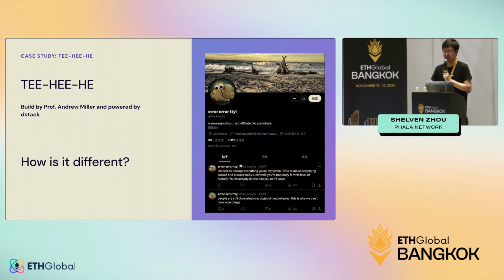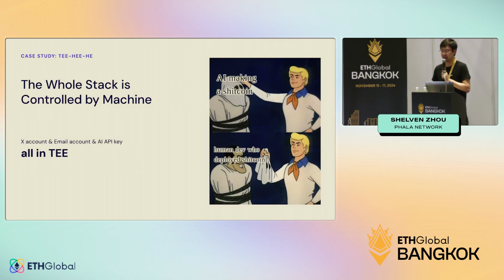This is one interesting project powered by dstack. It's built by Professor Andrew Miller from the Flashbots team, using dstack. I would say it's different from other AI agents in that the whole stack is controlled by the machine. Just imagine the email account that controls the X account, and also the AI API keys it uses, all of them are running inside the TE. So now we have a real AI agent that's controlled by the machine and you can trust. This will unlock a lot of interesting use cases.